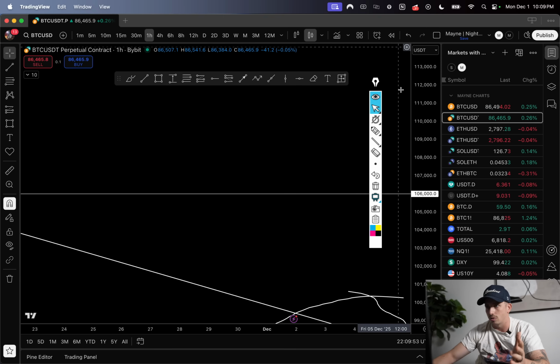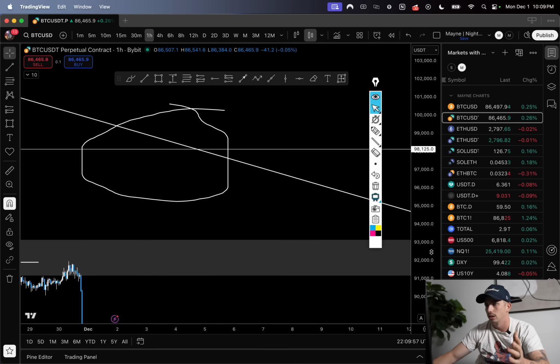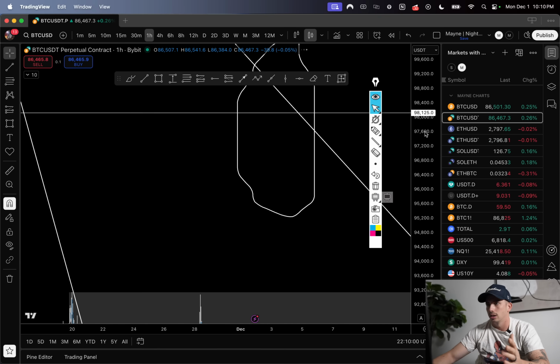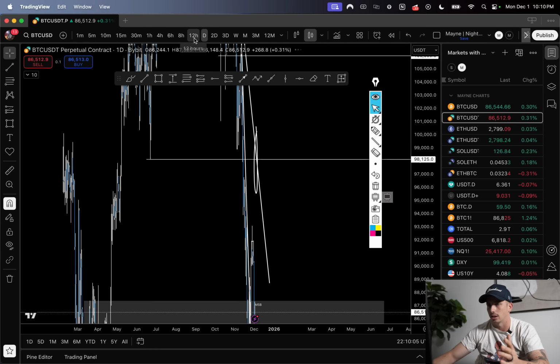Why is my computer just glitching so much right now? What is going on here? I don't like this. It just started going so slow, guys. I don't know what's going on. Sorry. But we're going to have to power through. We're too long into this to restart.